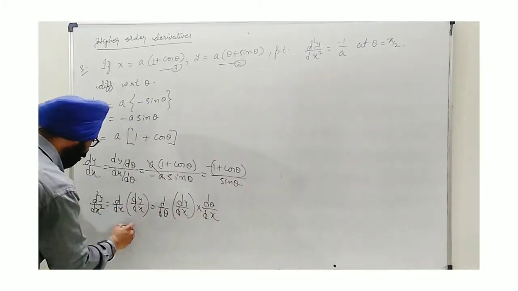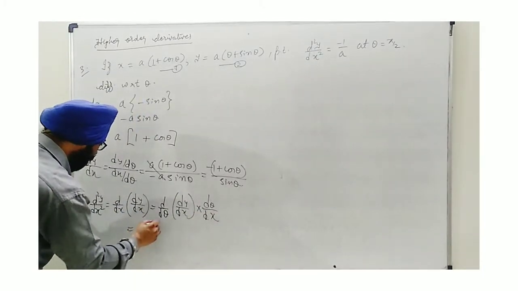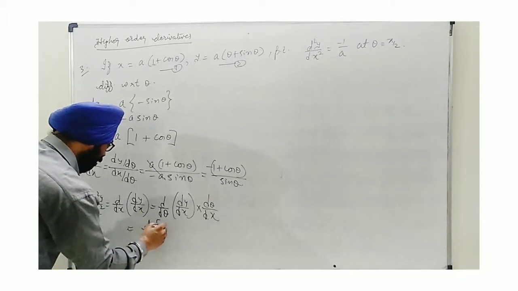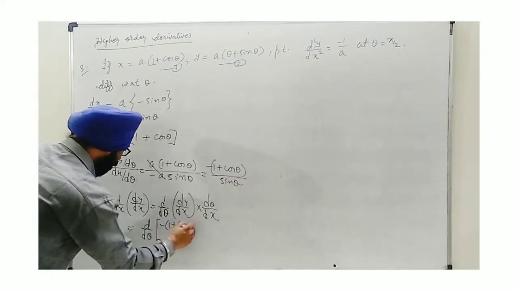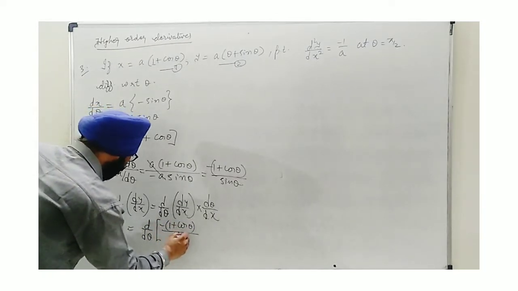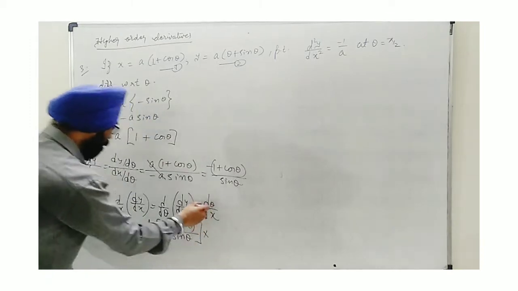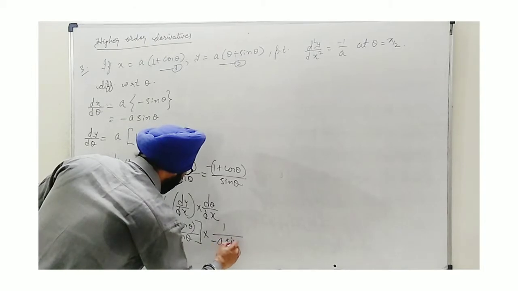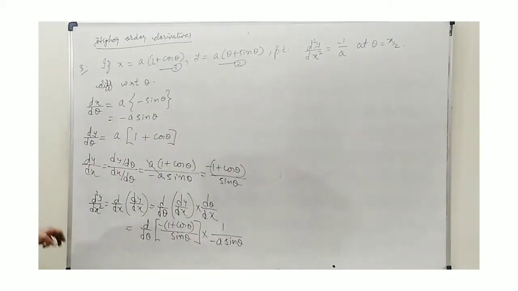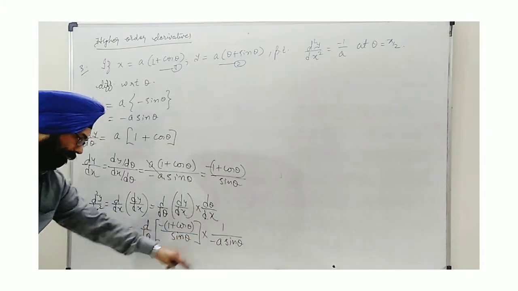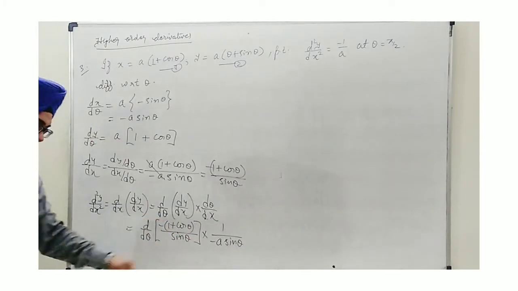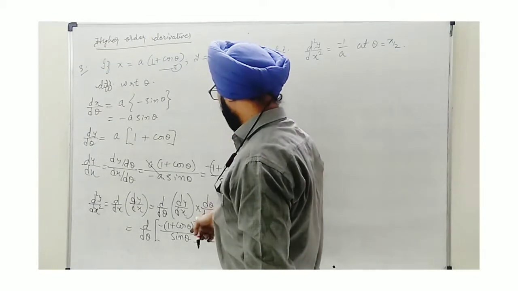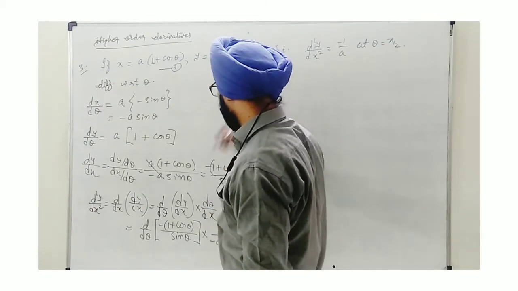Now we put the values. d by d theta of minus (1 + cos theta) upon sin theta, into d theta by dx. We have 1 upon minus a sin theta. Now this minus can be taken out to make it positive, and further the quotient rule will be applied. So we go ahead, we get d by d theta of this by the quotient rule. We have 1 + cos theta.